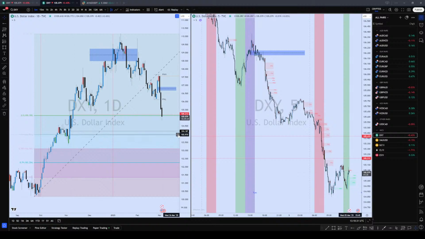So we have 104.18. That's where I think price is gonna drop to next. The 104.18 to 103.95, that fair value gap over there. That's where I think price is gonna drop to next. But as to whether they're gonna just keep going down, that I'm not sure.